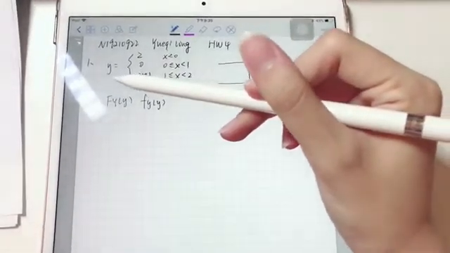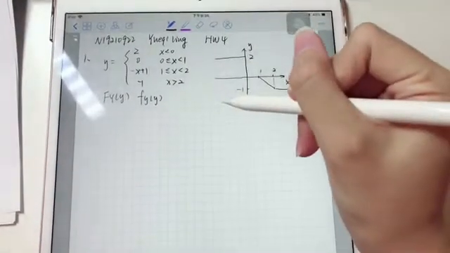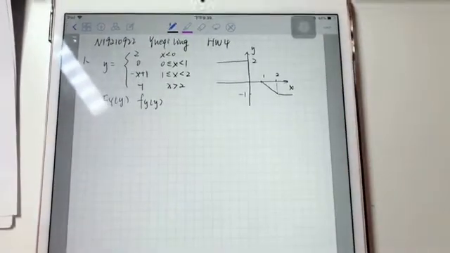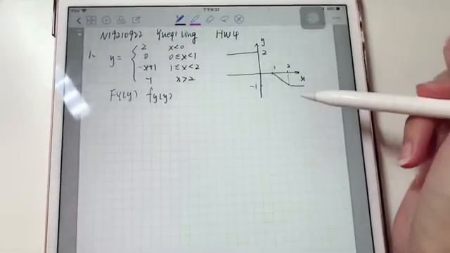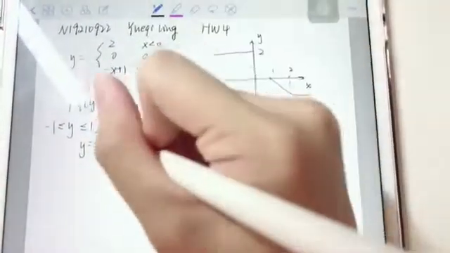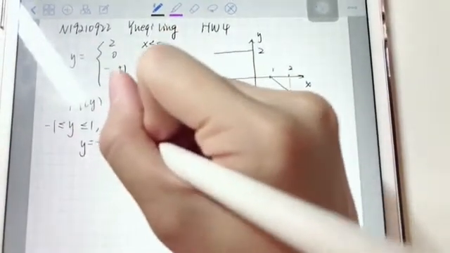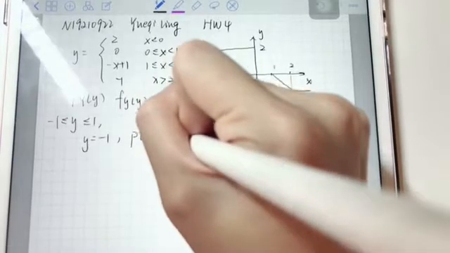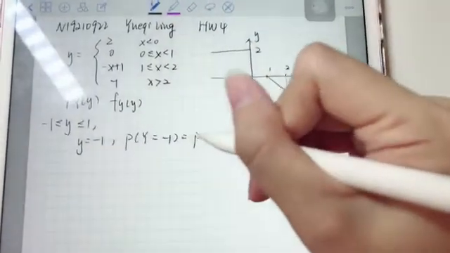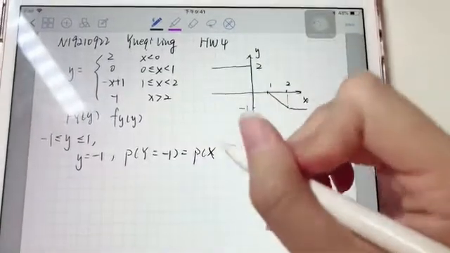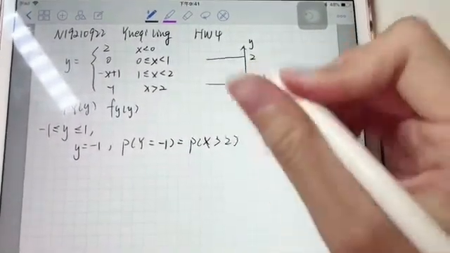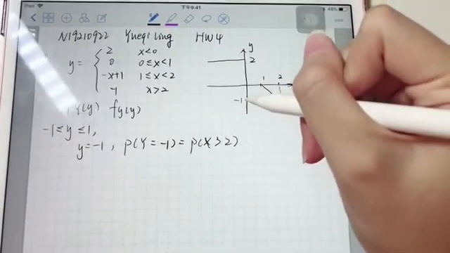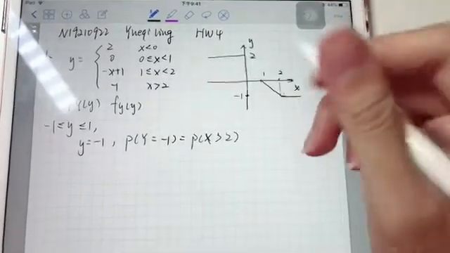the expression of g(x), we can draw the figure of g(x). From the figure, we can see P(Y equals -1) will equal P(X is larger than 2), because when y equals -1, x will be larger than 2.